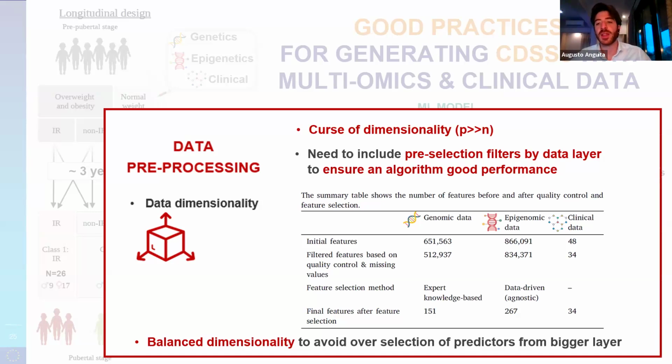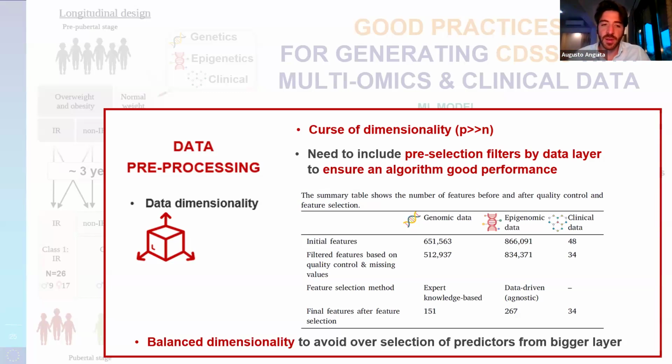For epigenomic data, on the contrary, we performed a data-driven approach. This was an agnostic search. We interrogated the full list of 800,000 CpGs with a very robust design in our population and in another population, and we identified a robust list of candidates associated with insulin resistance during early life.